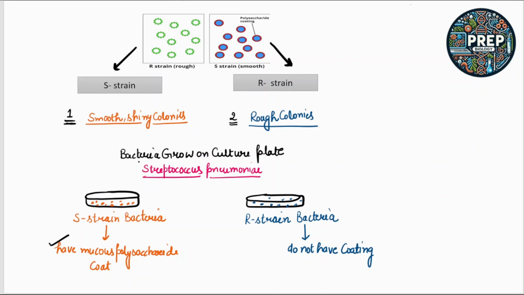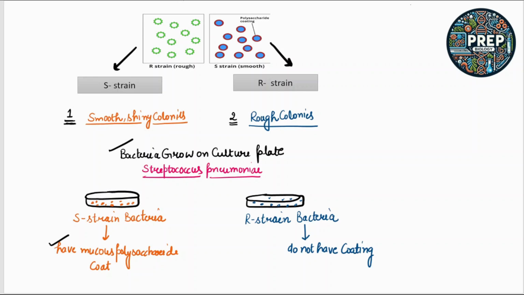So this Streptococcus pneumoniae bacteria grows differently as S strain and R strain on a culture media plate. The S strain has the polysaccharide coating, the R strain has a rough surface as they do not have this polysaccharide coating. So the S strain is smooth shiny colonies and the R strain is rough colonies. I hope these two kinds of strain are clear to you all.